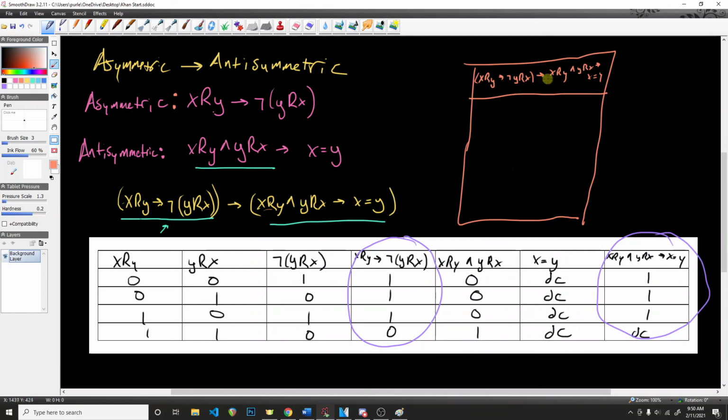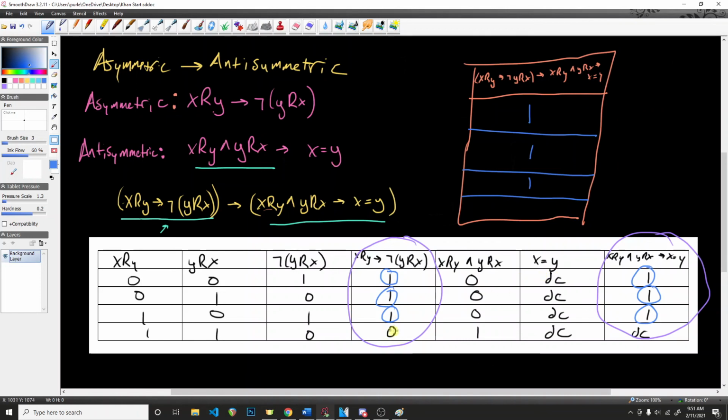But again, we just want to evaluate the truth of this. XRY implies not YRX. Well, we can see right here that XRY implies not YRX is true. So this part is true. And we want to see if that implies this part right here, which we can see right here is 1. So that means that is true. That's going to be true for the first row. Then we can look at the second row. XRY implies not YRX. This is going to be true. And this is going to be true. So again, we can say that this is true. Here we can say the same thing. This is true and this is true. So we can say that is true.